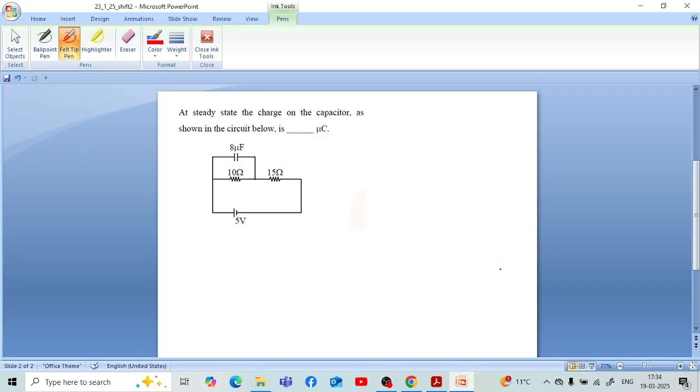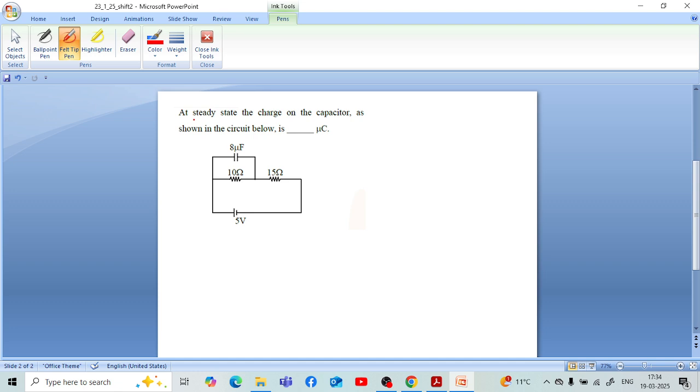Hello students, the question is, at steady state, the charge on the capacitor as shown in the circuit below is dash microcoulombs. So the problem is based on the topic electric circuits, and in particular the use of passive elements such as resistor and capacitors in a circuit, how they behave in a particular circuit when energized by a DC source.